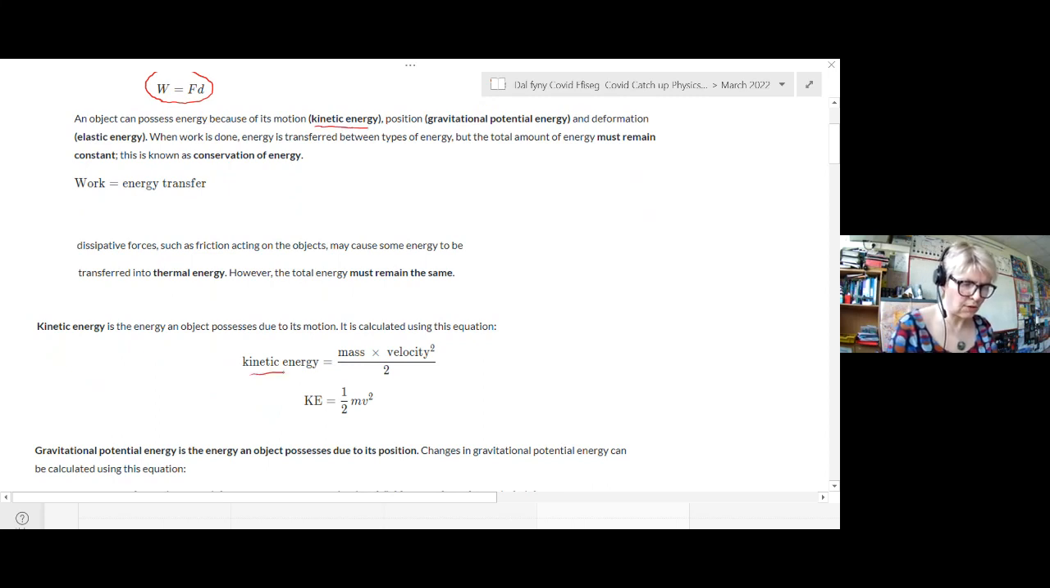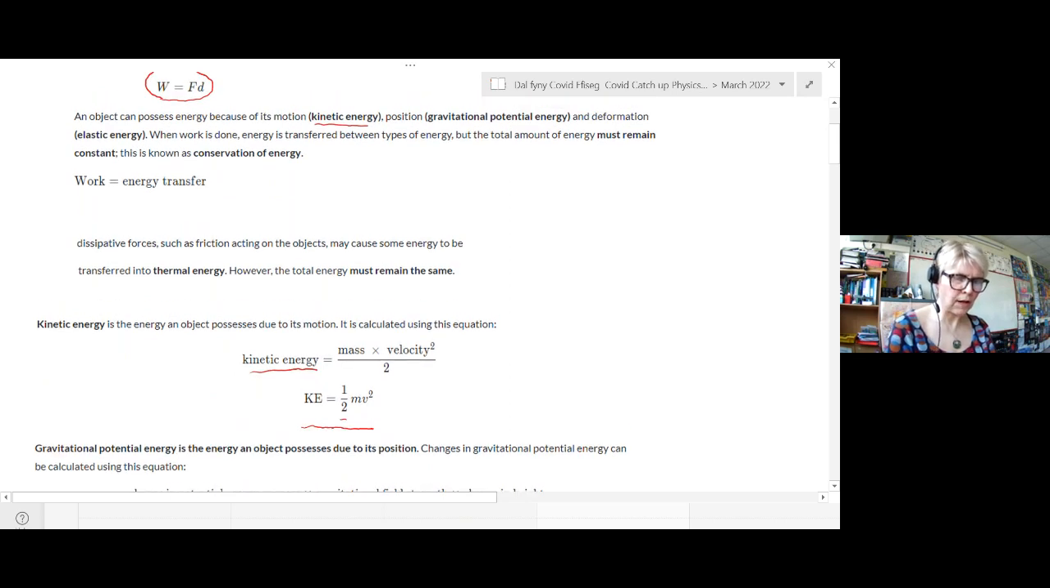An object can possess energy because of its motion, so that's your kinetic energy. Kinetic energy is given by half mass times velocity squared. Sometimes it's easier to put the half at the beginning, so you do half of the mass times the velocity squared. We'll have to remember this equation. If you're doing foundation, you don't have to remember this equation or use it, but if you do, it applies to work done and energy transfer.